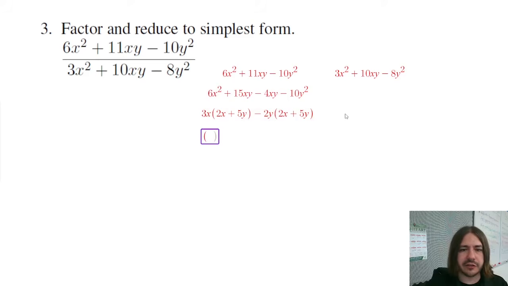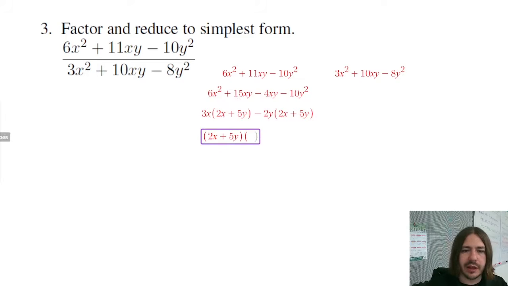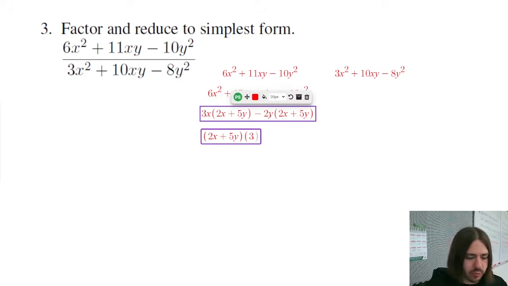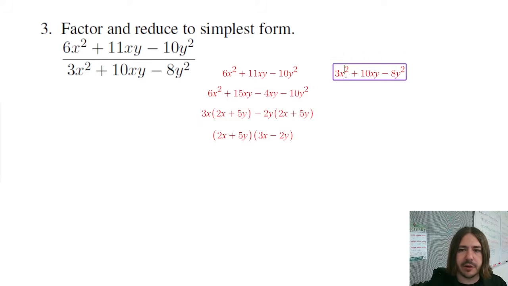Okay, so my two factors here are going to be the 2x plus 5y that you see in the set of parentheses. And essentially what I'm going to do here is just factor that binomial out like it's a greatest common factor. And then I'll be left with just the 3x minus 2y as my remaining factor here. So that's the numerator. Okay, so let's do the denominator.